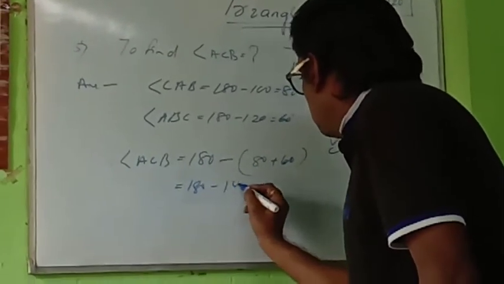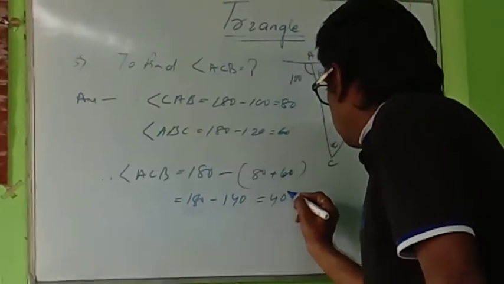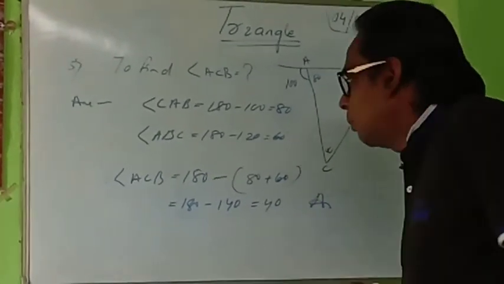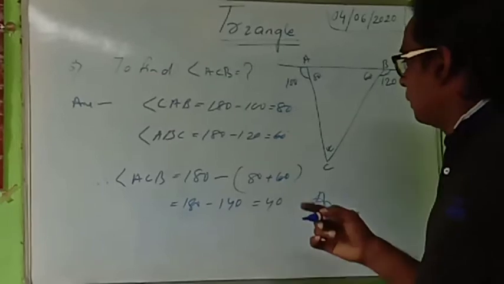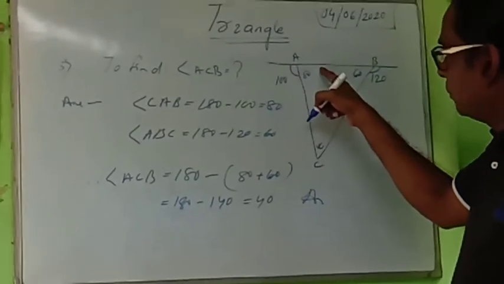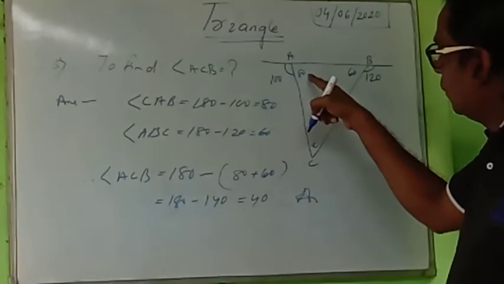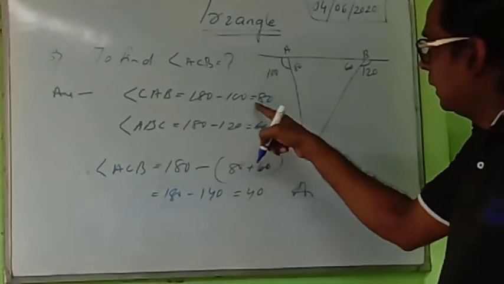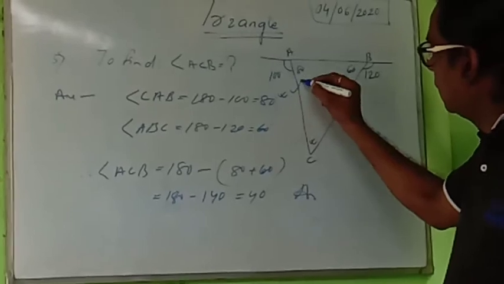80 minus 140, how much are you getting? 40 degrees. This is the way of solving number 5 to find the value of angle ACB. As it is a linear pair, one angle is 100 degrees, the other angle will be 180 minus 100, that is 80 degrees. I am getting this angle.